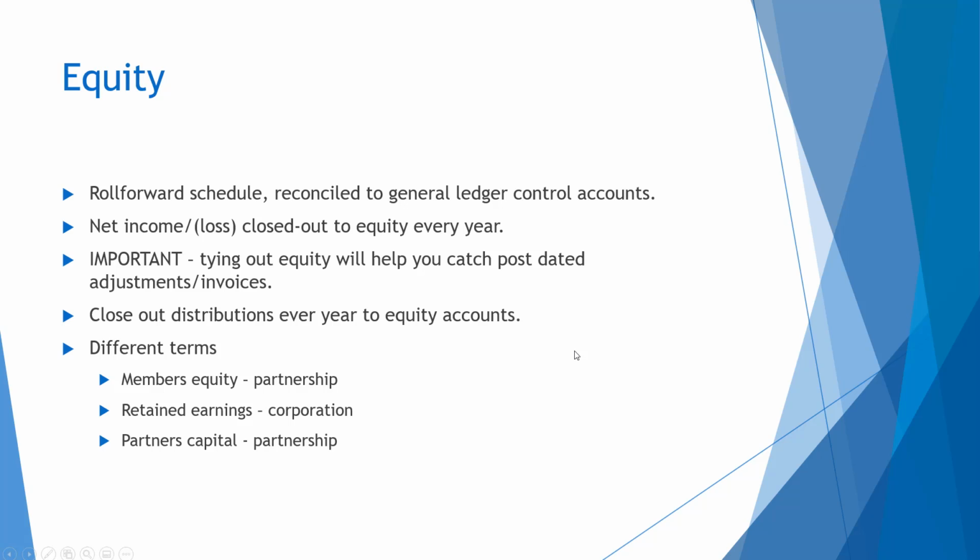Now, there are different terms depending on what kind of company you have set up. If you have a partnership, it's called members' equity. Corporation, retained earnings. A partnership or LLC can also be partner's capital. Now, the easiest way to remember all this is if it says Inc. in the name, it's going to be retained earnings. So Inc. is going to be incorporated, you're going to have retained earnings. Otherwise, you're going to have members' equity or partner's equity, depending on how you want to describe it. But the key is just remember that, because you will hear the terms retained earnings or members' equity. They're one and the same, but it's just a distinction on what kind of structure the business is in. So let's go ahead and take a quick look at the equity reconciliation.